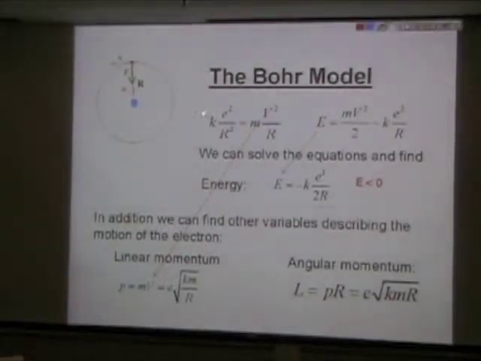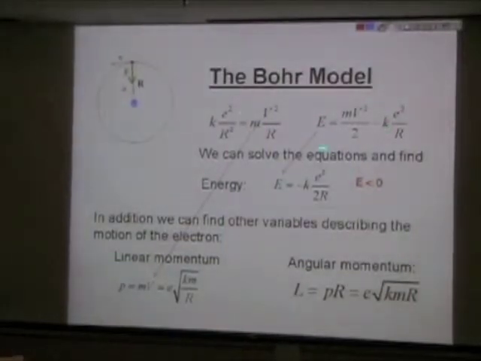That's Newton's law. Mass times acceleration, which is centripetal acceleration, equals force, which is Coulomb's force. We can calculate the energy because it equals kinetic energy plus potential energy. And that potential energy, why is there a minus here? Because you multiply a negative charge and a positive charge. A positive number times a negative number gives you a negative result.